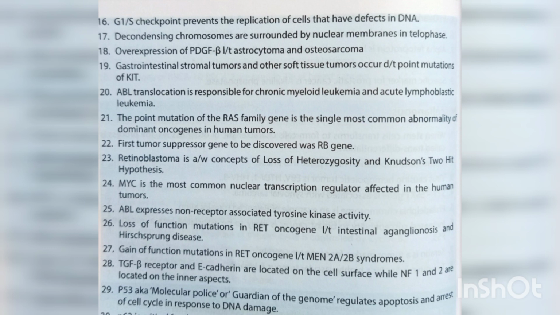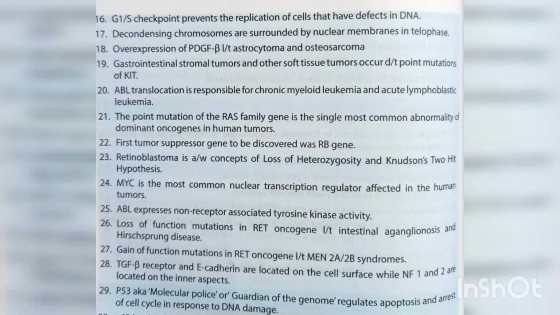Retinoblastoma is associated with concepts of loss of heterozygosity and Knudson's two-hit hypothesis. MYC is the most common nuclear transcription regulator affected in human tumors. ABL expresses non-receptor associated tyrosine kinase activity. Loss of function mutations in RET oncogene lead to intestinal aganglionosis and Hirschsprung disease. Gain of function mutations in RET oncogene lead to MEN2A or 2B syndromes.